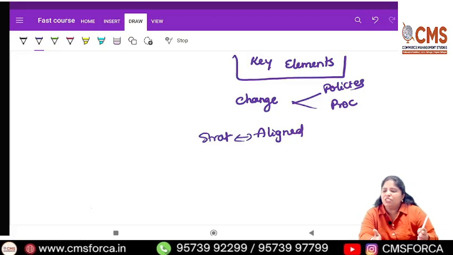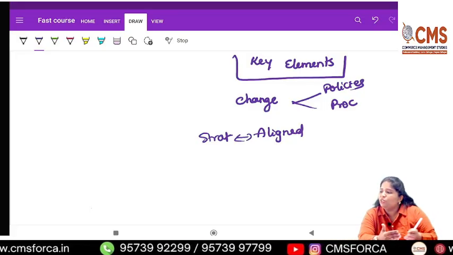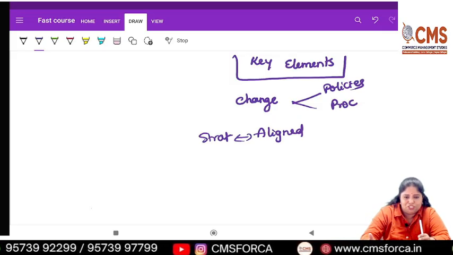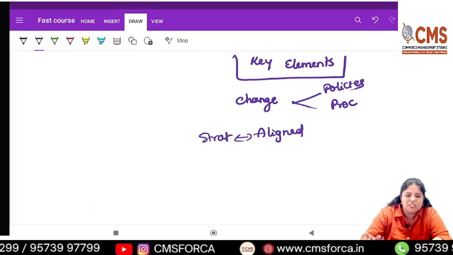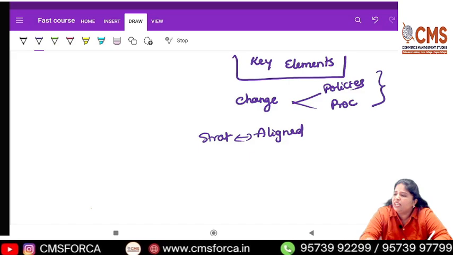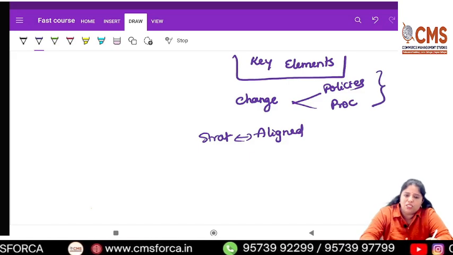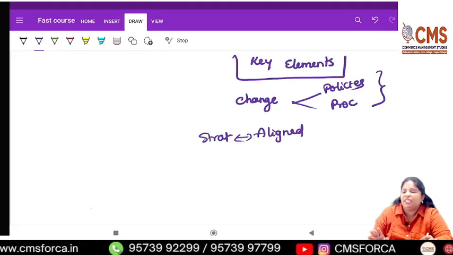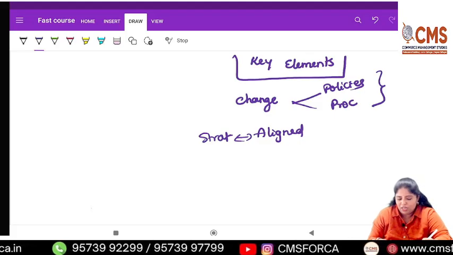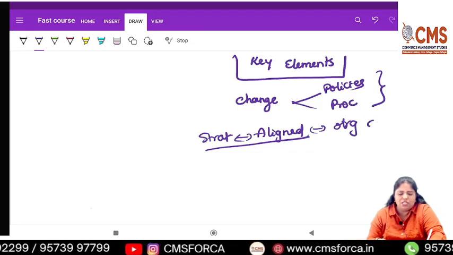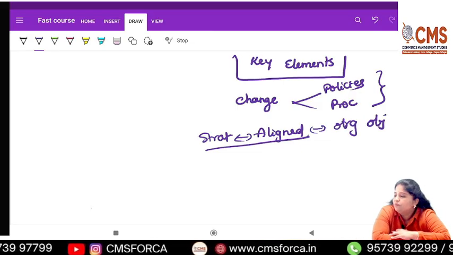But changing culture is not that easy. It's going to take a very long time. So that would be the last possible option. But even such massive change can be done. They possibly bring in change in their leadership, change in their policies and procedures. But the end target is to make sure implementation goes successfully and strategy is aligned with the organization objectives.